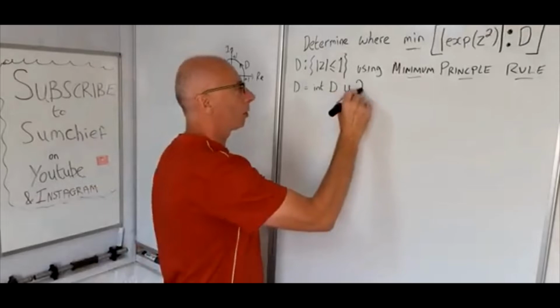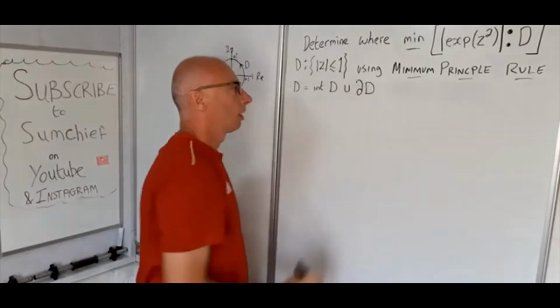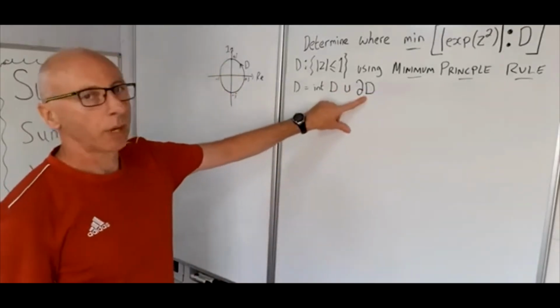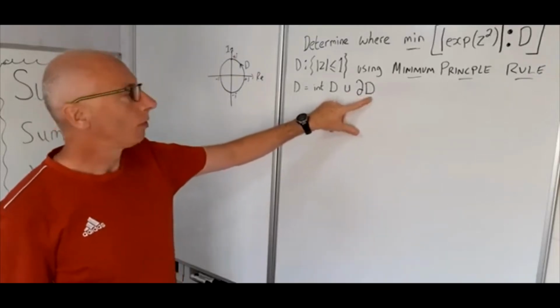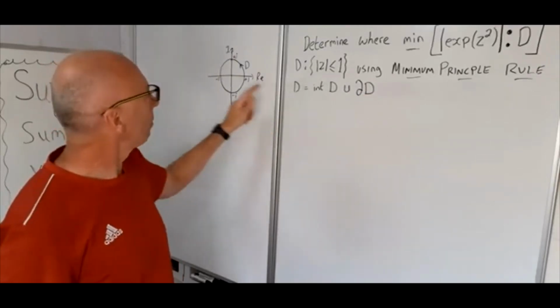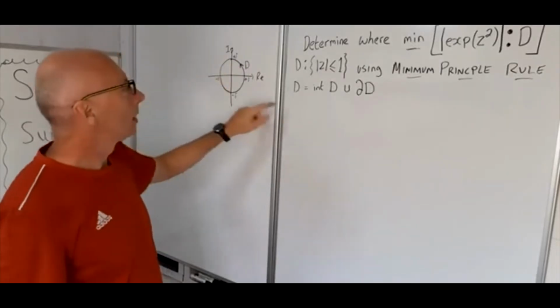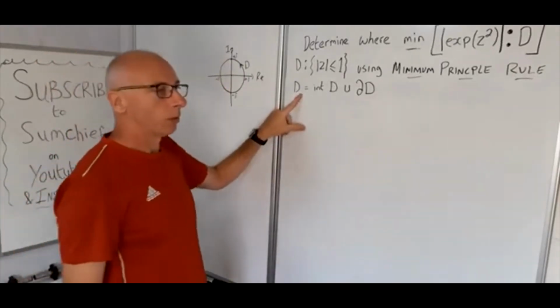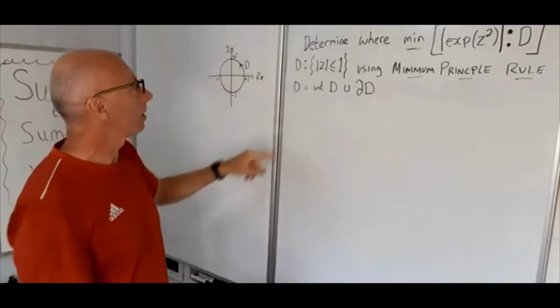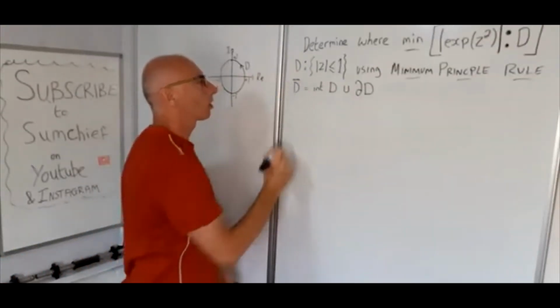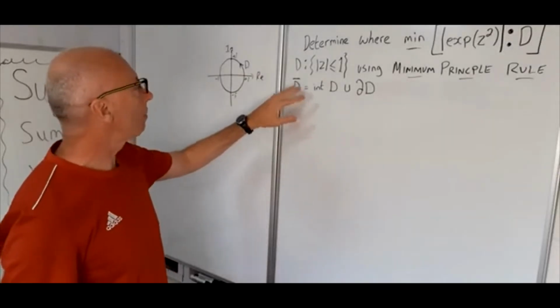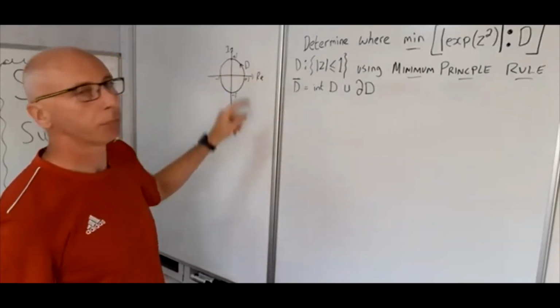So to write the border of D, I'm going to write this here. It looks like a partial derivative. It's not a partial derivative, it's just a symbol we can use for the border of D. So the very outside line. And for the whole set, we can call this D here. Now it's not the conjugate of D, it just means it's every point in D including the border.